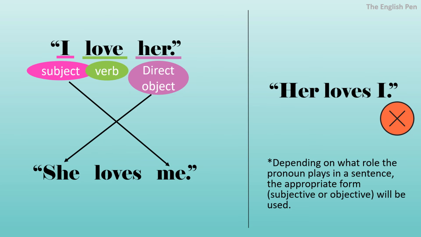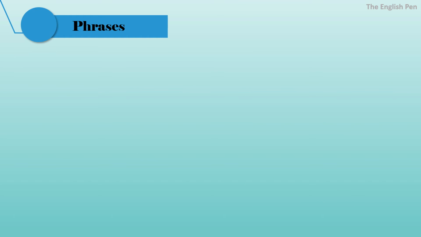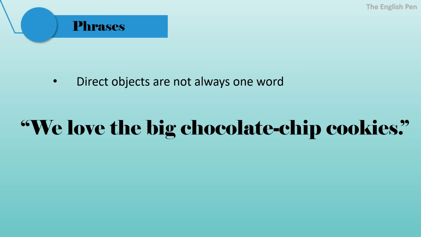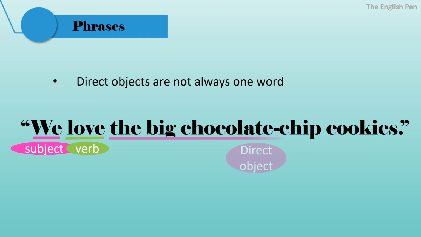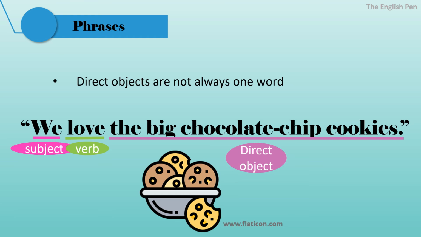On to phrases. Since phrases can be direct objects, they are not always one word. They can consist of multiple words. For example, we love the big chocolate chip cookies. We is the subject and love is the verb. What do we love? We love the big chocolate chip cookies. This phrase is our direct object.